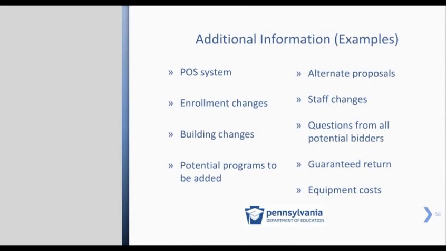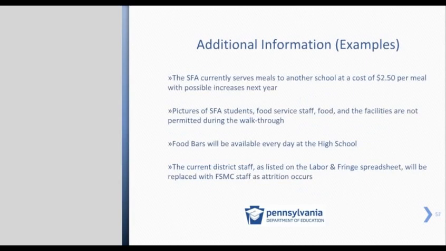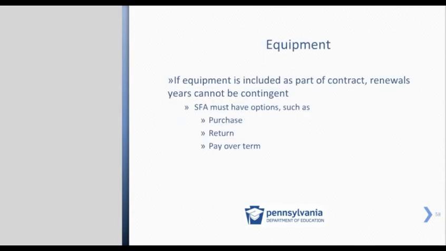guaranteed returns, equipment costs. Additional examples include things like the School Food Authority currently serves meal to another school at a cost of $2.50 per meal with possible increases next year. Pictures of School Food Authority students, food service staff, food, and the facilities are not permitted during the walkthrough. Food bars will be available every day at the high school. The current district staff, as listed on the labor and fringe benefit sheet, will be replaced with food service management staff as attrition occurs. Again, these are just examples of things that we've seen in the additional information section.